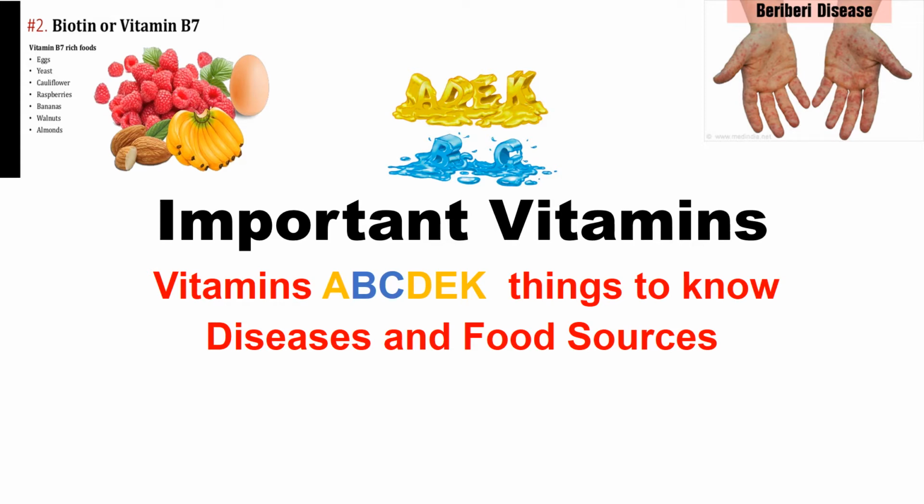vitamins. We shall have a look at all the fat soluble vitamins which are A, D, E and K, and water soluble vitamins, so we'll cover all the B vitamins and C vitamins. We shall also know about the diseases and the food sources which are related to these particular vitamins and what is their function in the body. So without wasting any time, let's begin.